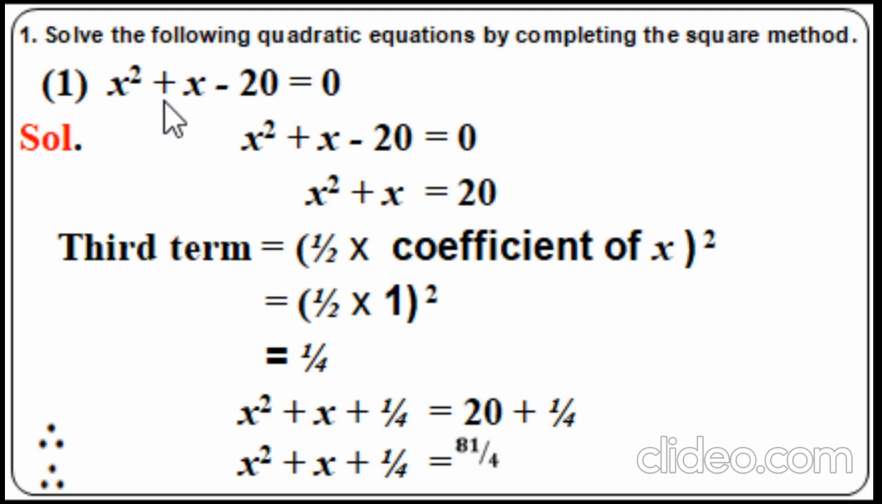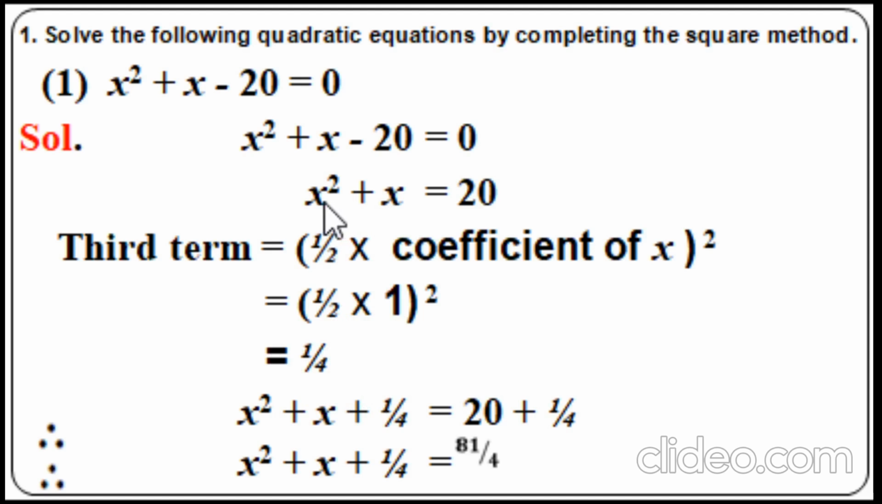Question number 1 is x square plus x minus 20 is equal to 0. This can be written as x square plus x is equal to 20. This minus 20 we have taken to the right hand side of the equal sign. Then we have to use the formula: third term is equal to half into the coefficient of x, the whole square. Here the coefficient of x is 1, so 1 upon 2 into 1 is equal to 1 upon 2. Square of 1 upon 2 is 1 upon 4. So we have to add this 1 upon 4 to both the sides of this equation.